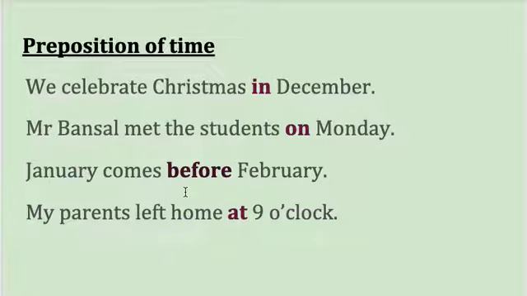At times prepositions get confused. We get confused between in and at, on or at. Because in ka jo use hota hai, preposition of place mein bhi hota hai, preposition of time mein bhi hota hai. At ka use preposition of place mein bhi hota hai, preposition of time mein bhi hota hai. So basically they get intermingled. So we have to study in a separate lesson about their usage, which I will be doing very soon. Now let's take an example: my parents left home at 9 o'clock. So yahan pe at kya hua?